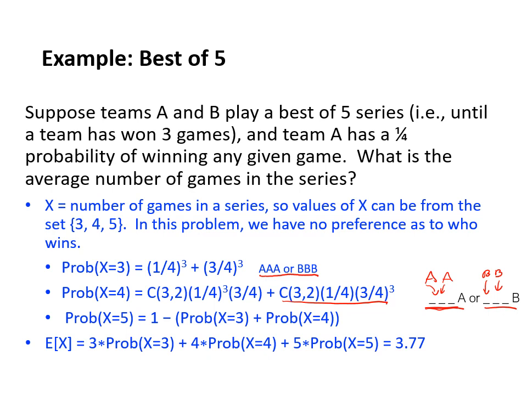Okay, and then we can compute the expected value for x as 3 times probability that x is equal to 3 plus 4 times probability that x is equal to 4 plus 5 times probability that x is equal to 5. And when we plug these numbers in, we get that is equal to 3.77. So the average number of games in the best of 5 series, if the probabilities of winning are set as in this problem, is 3.77.